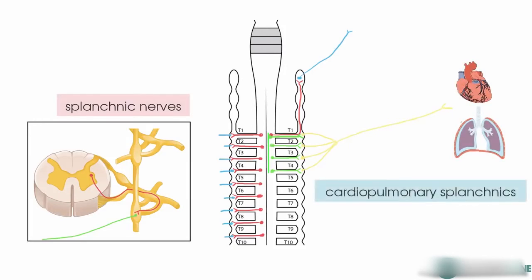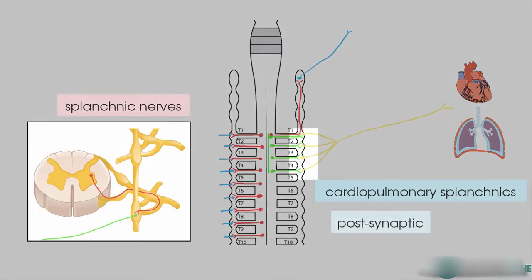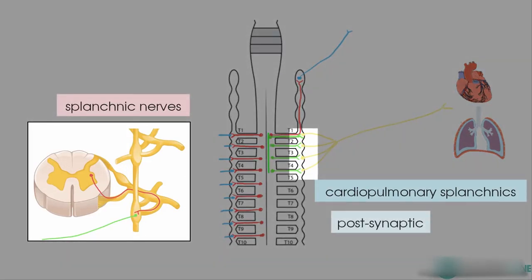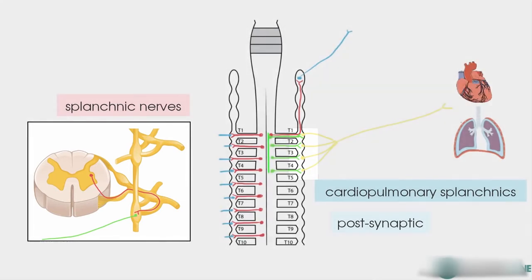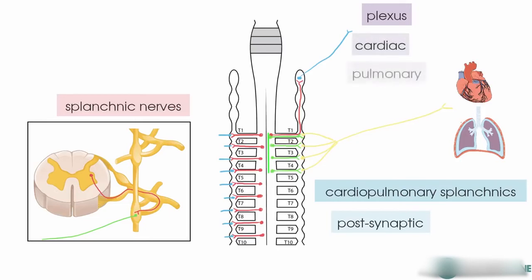It is important to note that these splanchnic nerves are post-synaptic, so the fibres arise after synapsing in the sympathetic ganglia. We will see in a moment how the abdominopelvic splanchnic nerves are preganglionic. These cardiopulmonary postsynaptic sympathetic fibres project by these splanchnic nerves to various plexuses and are then distributed to innervate their target organs. So you've got cardiac, pulmonary and esophageal plexuses.